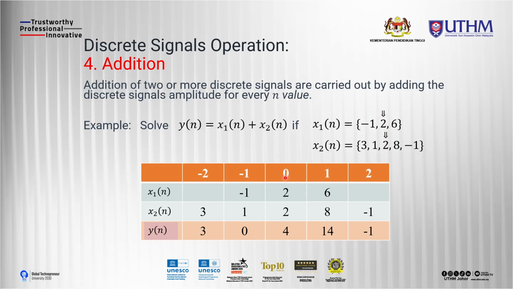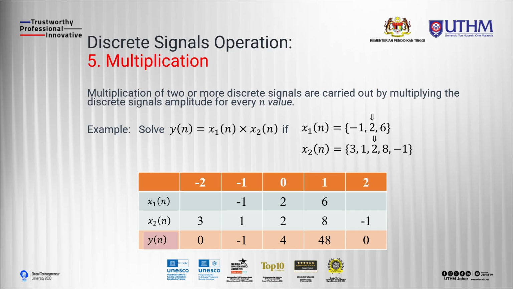The origin is at 0. So you arrange here -1, 2, 6. Make sure the 2 is at the origin. Similar to x2, so 3, 1, 2 at -1. So the origin is 2 here. This one, 3, 1, 2 at -1. Then you sum up. That will be equivalent to y[n].